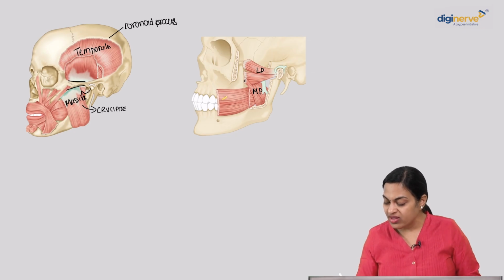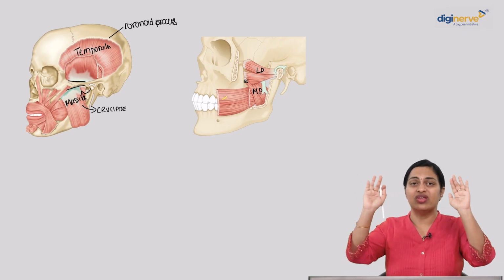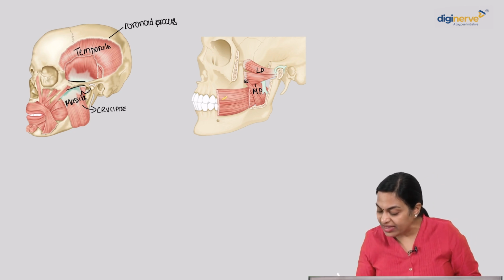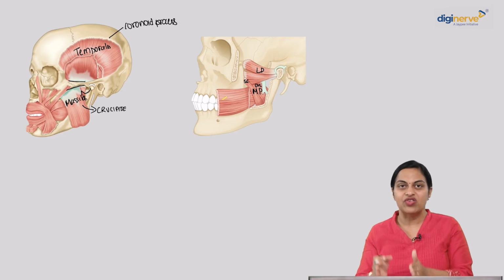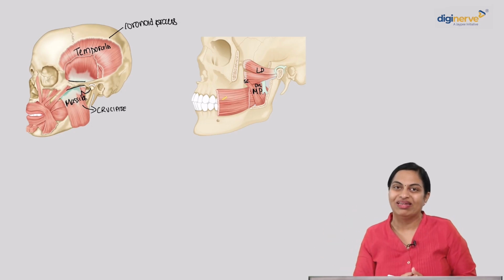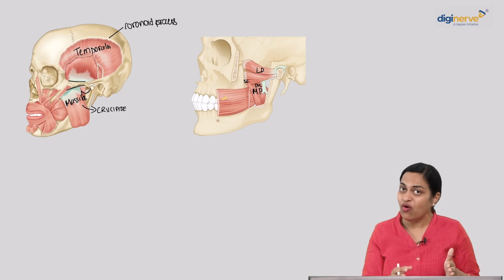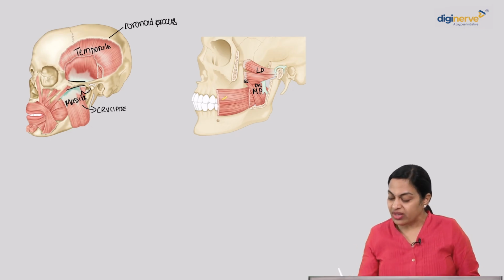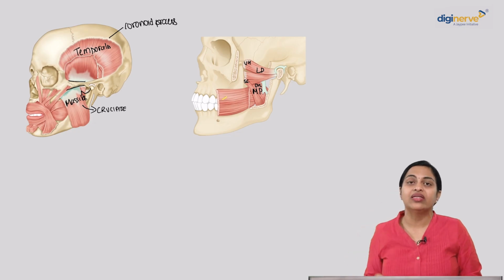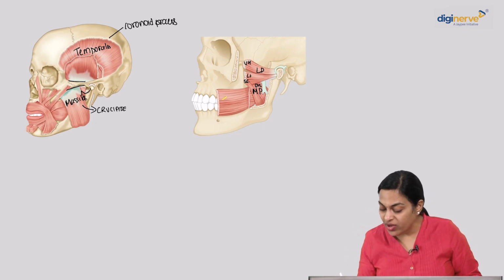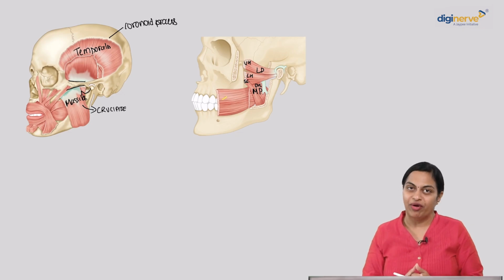It has two heads. The superficial head comes from the maxillary tuberosity on the posterior surface of the maxilla. And the deep head comes from the medial surface of lateral pterygoid plate. That's why we are calling it the deep head. Medial surface of lateral pterygoid plate. The lateral pterygoid muscle has an upper head coming from the greater wing of sphenoid and the lower head coming from lateral surface of lateral pterygoid plate.